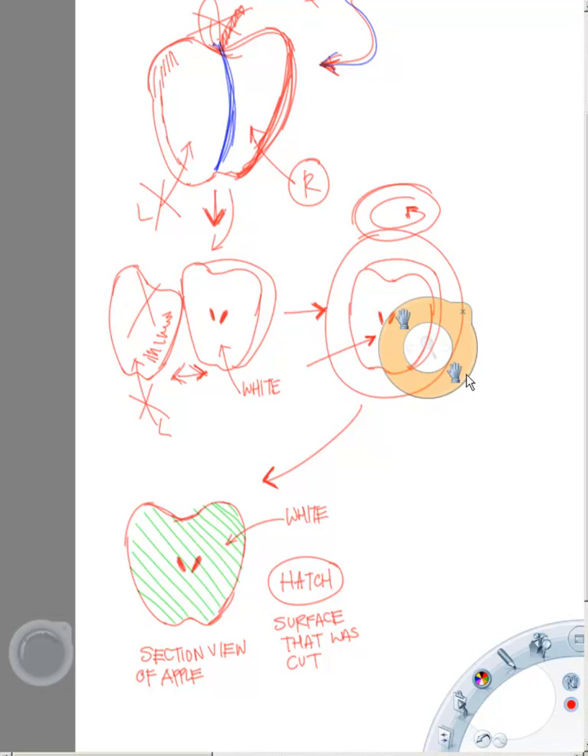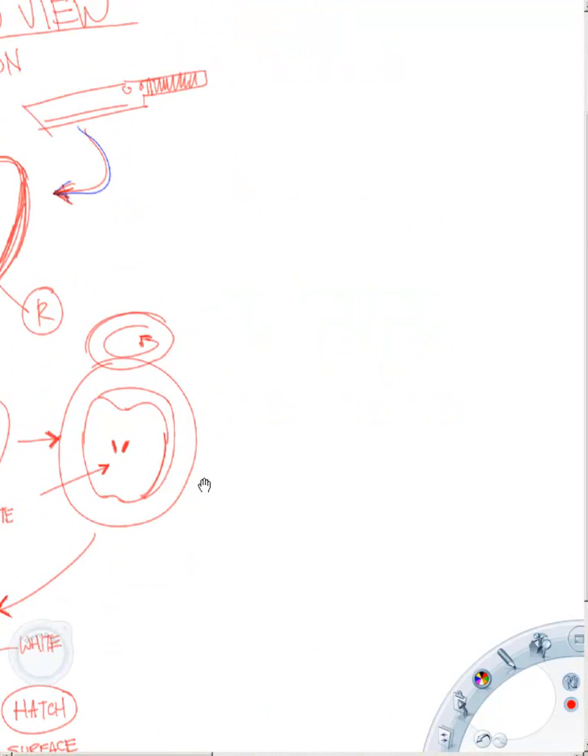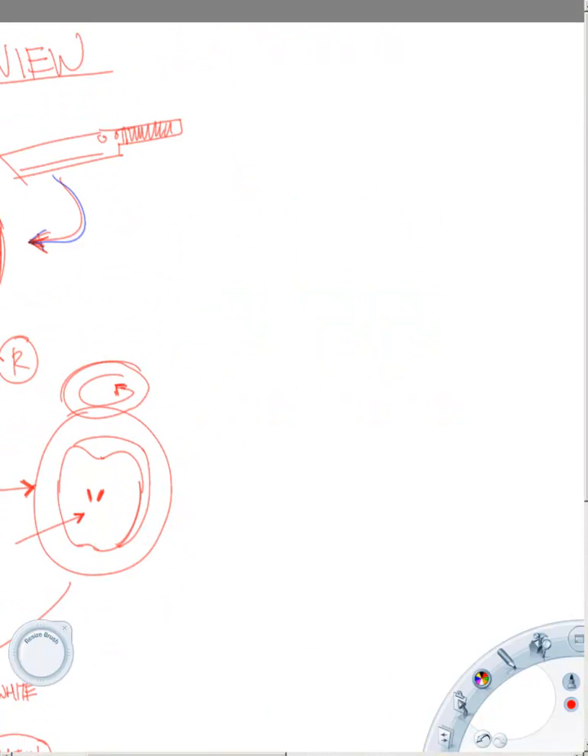Let's do another example in a more mechanical format. Okay? So we'll start off with a good old-fashioned block with a hole in it. And this hole goes all the way through the part. So step one would be to cut the object. So I'm going to cut it.